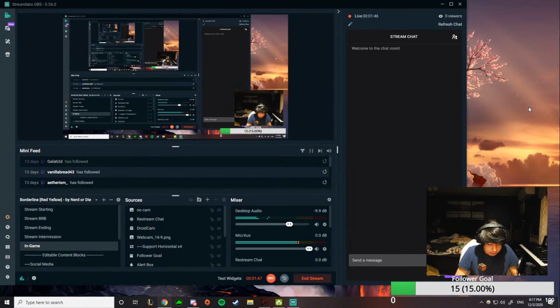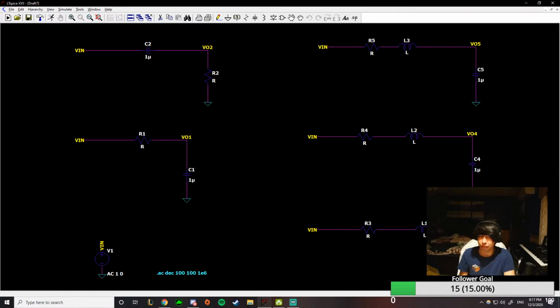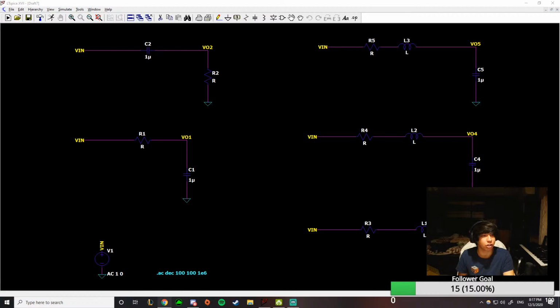I don't know if the volumes are okay, but whatever. I'm gonna start working on the lab. So basically, let's see what the doc says. Fuck this dashboard. Keep this.